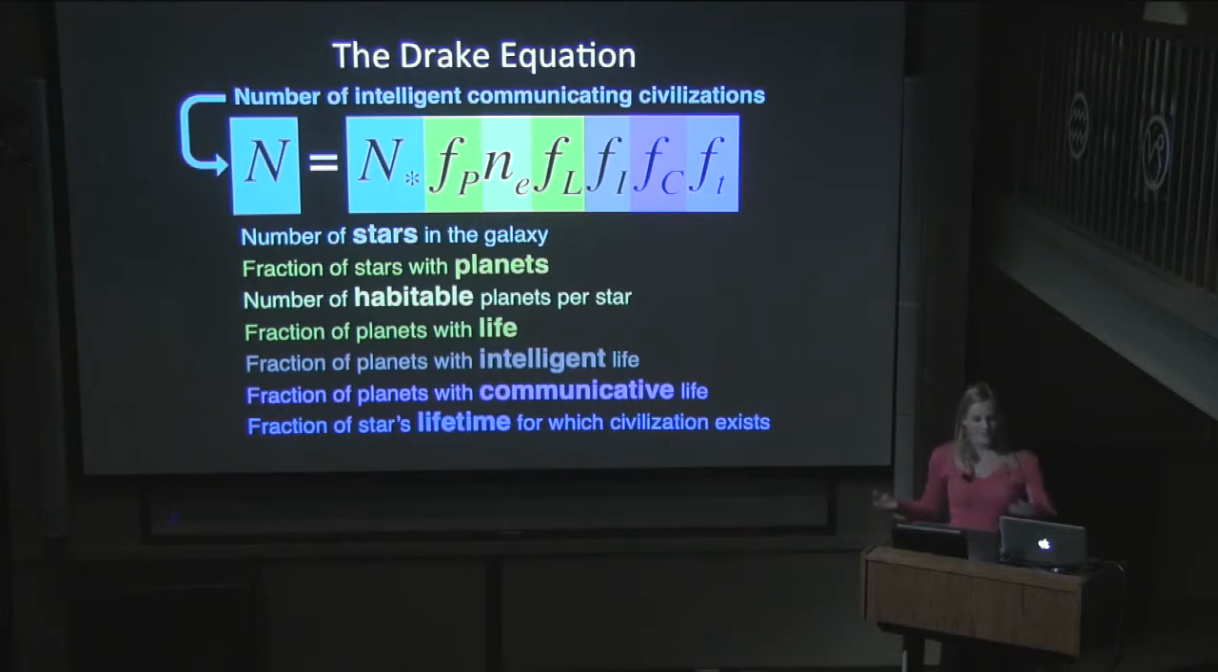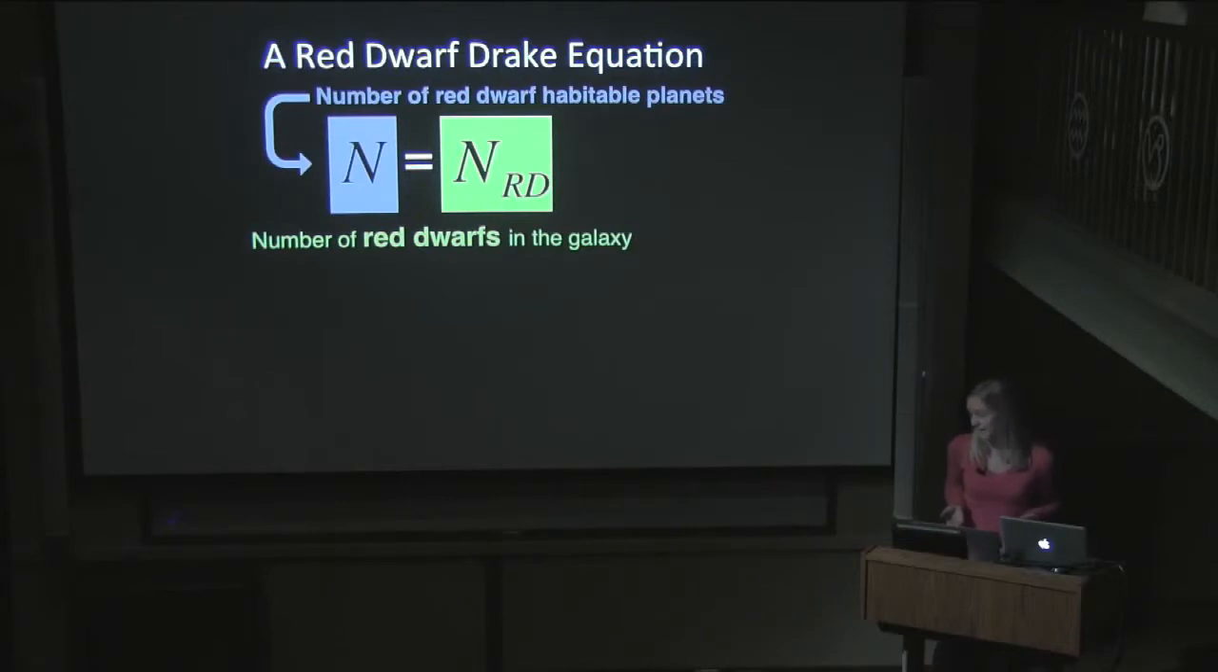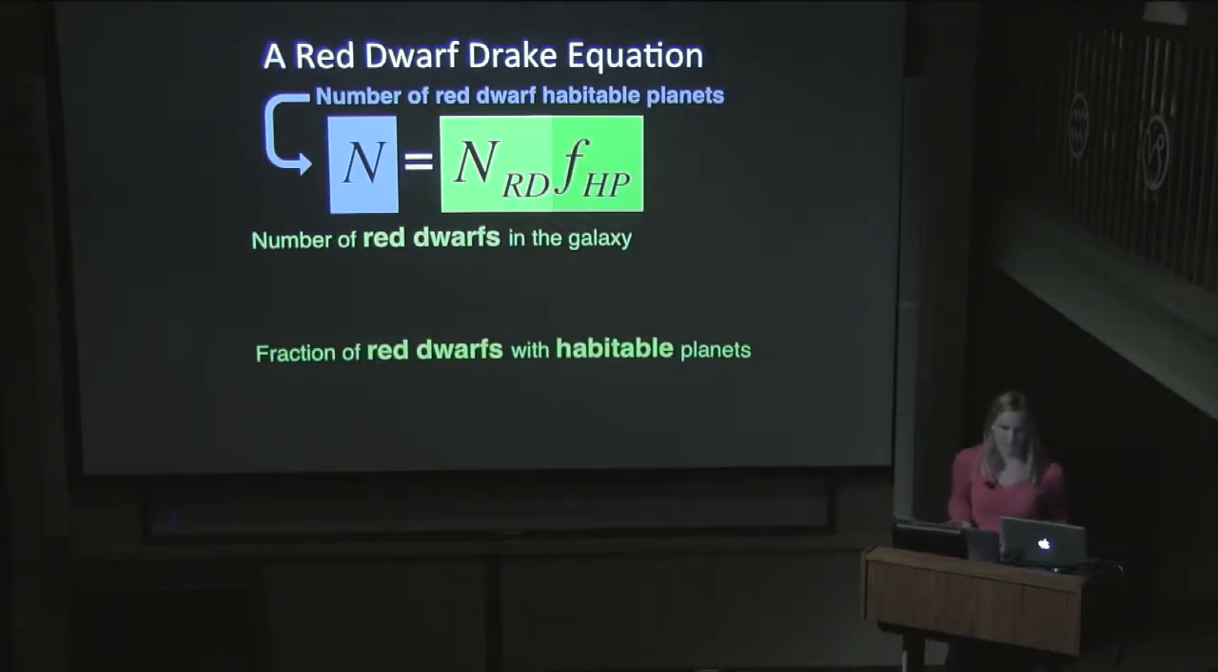And I hope that in the future, biologists and chemists and astronomers can work together to come up with reasonable answers for things like the fraction of planets that have life on them and the fraction of planets that have intelligent life. But for now, I'm going to present you a red dwarf Drake equation in which we can estimate the number of potentially habitable planets orbiting red dwarfs in the galaxy. The first term in this equation is just the number of red dwarfs in the galaxy, which is something we know. The next term is the fraction of those red dwarfs that host potentially habitable planets.